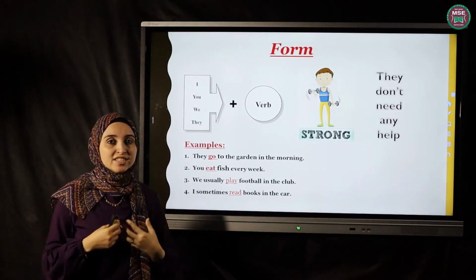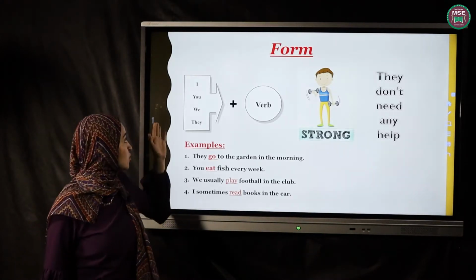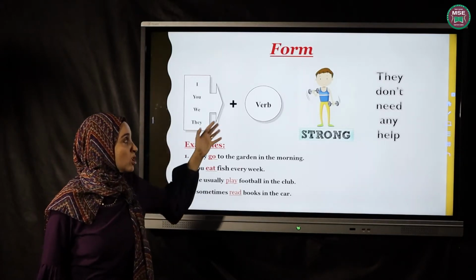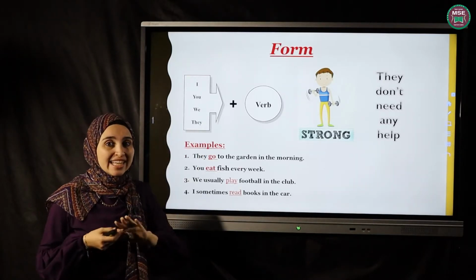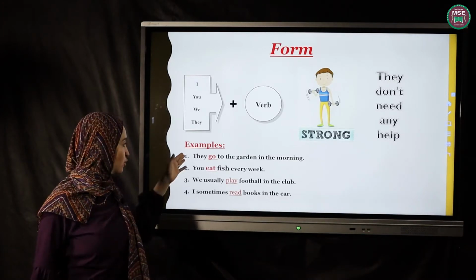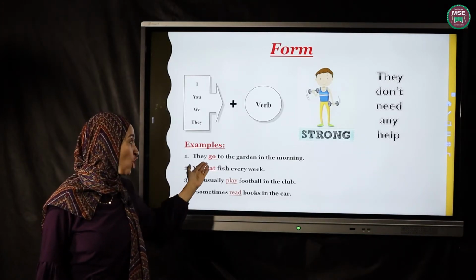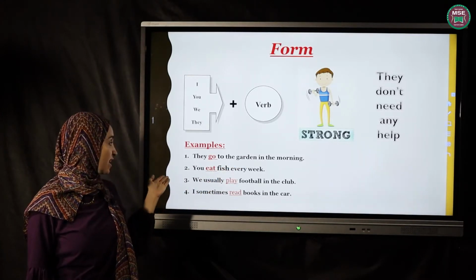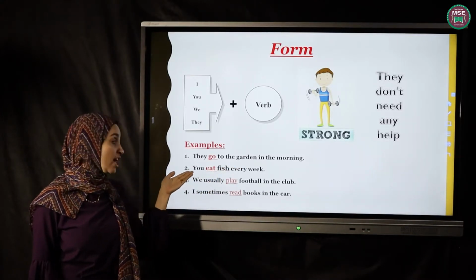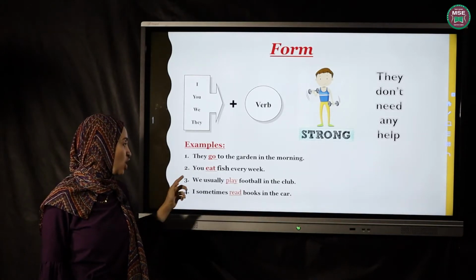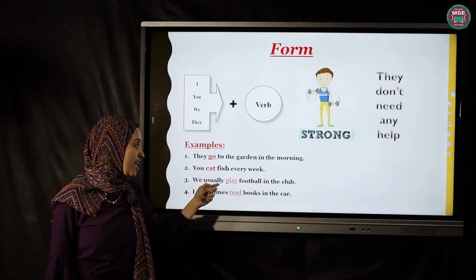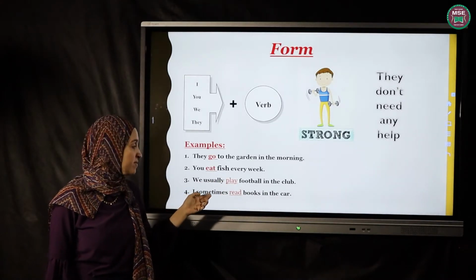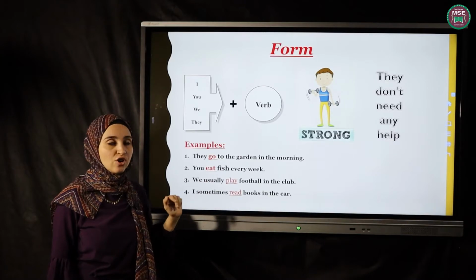We can form a sentence in the present simple tense with I, you, we, or they, plus the verb without adding anything to the verb. For example, they go to the garden in the morning. You eat fish every week. We usually play football in the club. I sometimes read books in the car.